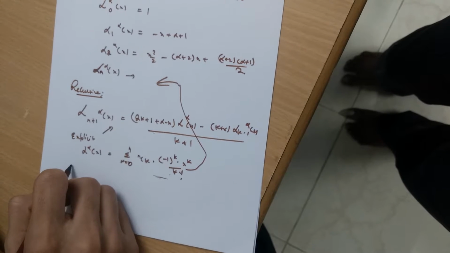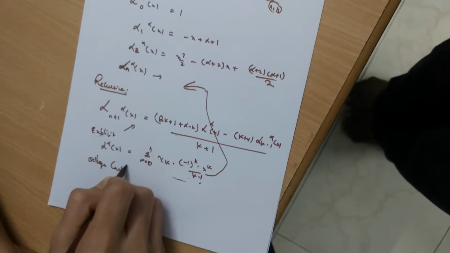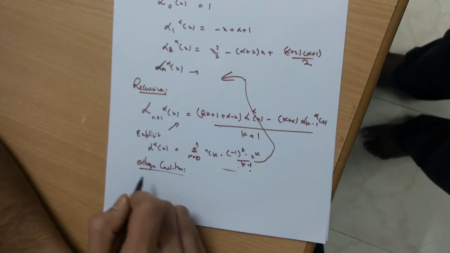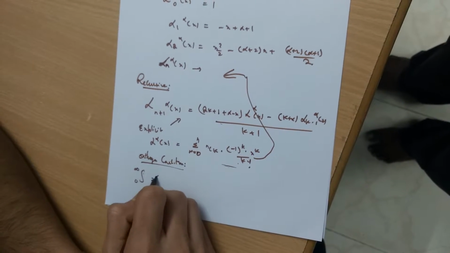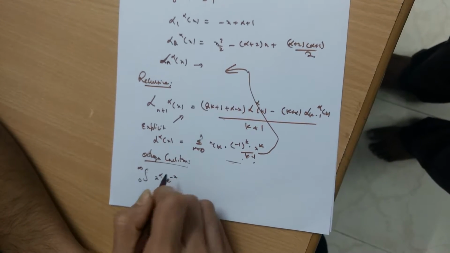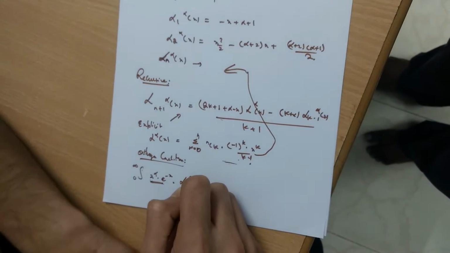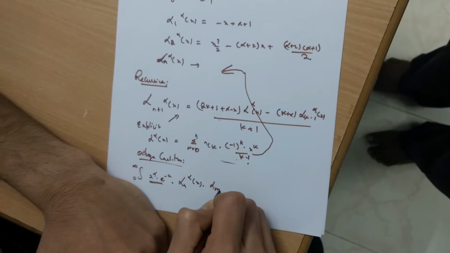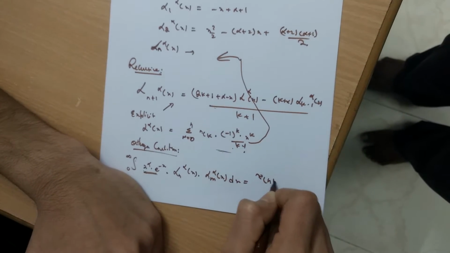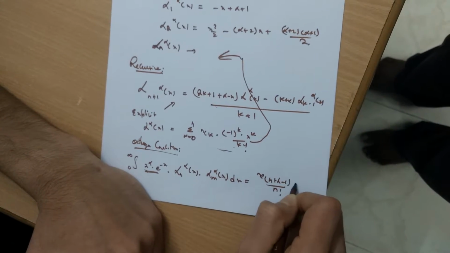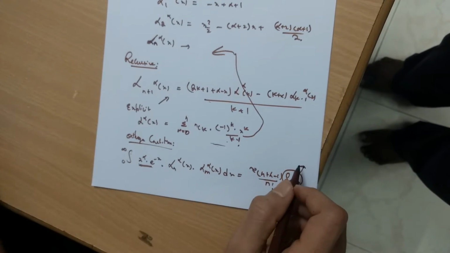And this essentially satisfies the orthogonality condition, as it belongs to the classical orthogonal family of polynomials. The equation satisfies the integral from 0 to infinity of x^alpha into e^(-x), which is nothing but the weight function associated with orthogonality, into L n alpha of x into L m alpha of x dx, is equal to gamma of (n plus alpha plus 1) by n factorial into delta of n comma m, where delta of n comma m is nothing but the Dirac delta function which we have discussed earlier.